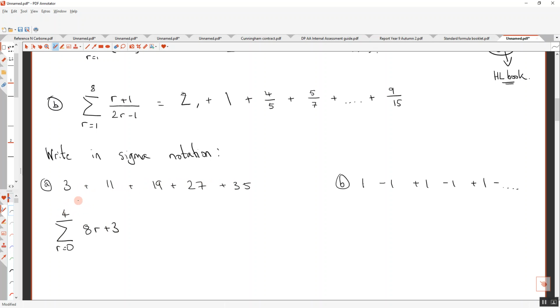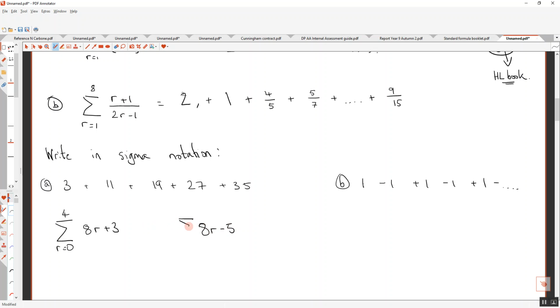Okay, so that makes sense because 0, 1, 2, 3, 4 will give you 5 values. Let's just check a couple. 8 times nothing is nothing, plus 3 is 3. Let's try the last one. 4 8s are 32, plus 3 is 35. Good. Did anybody do anything different? You all started at 0? Zoe? I got 8R minus 5, starting at 1.